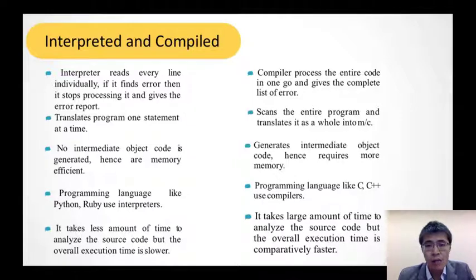For the compiled languages like C or C++, it needs the entire code to be complete before running it. So the compiler processes the entire code in one go and gives the complete list of errors. If you compare the two, interpreted programming languages are easier to debug and to code. And Python is one of them.